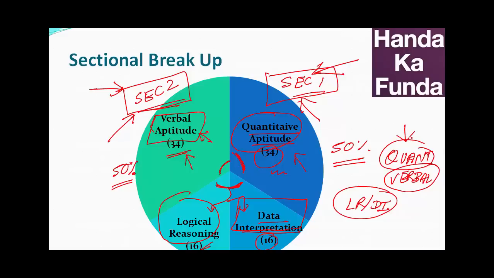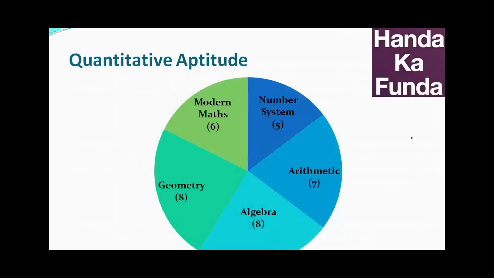Now, let's try and understand what exactly quantitative aptitude is. So here is the split for quantitative aptitude. Quantitative aptitude can be further divided into 5 broad areas. And what are those 5 broad areas? The 5 broad areas are number system, which gets roughly asked for 5 percentage points or 5 marks, arithmetic for 7, algebra for 8, geometry for 8, and modern maths for 6 marks. But once again, what I have seen is that people who are preparing for quantitative aptitude put the highest focus in quant on something like number system. That should not be the case.